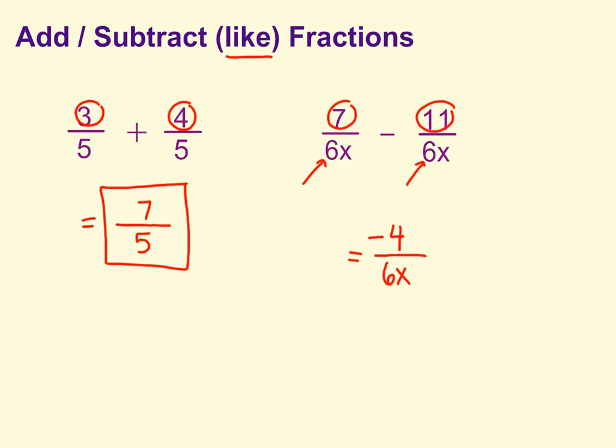Can we reduce a negative 4 over 6x? Well, let's take a look at the negative 4 over the 6. You can divide both of those numbers by 2, and that will reduce those. Negative 4 divided by 2 is a negative 2, over 6 divided by 2 is a 3, and then the x just stays down there in the denominator.